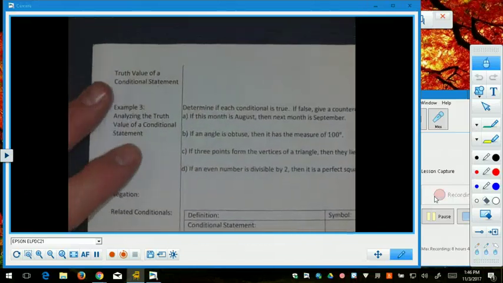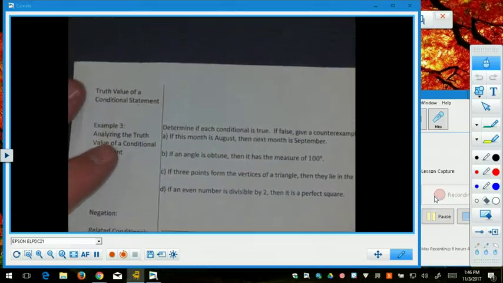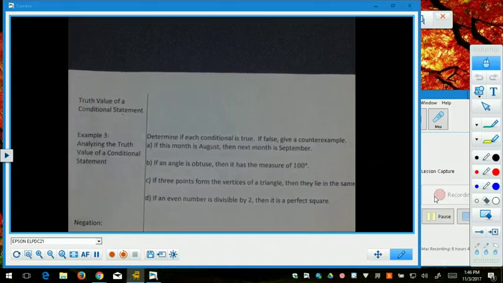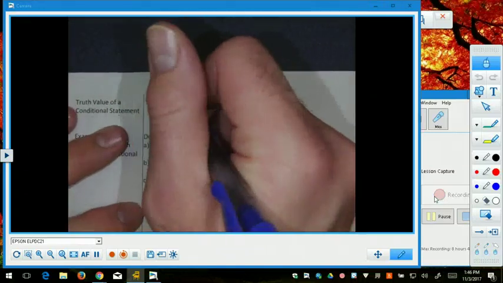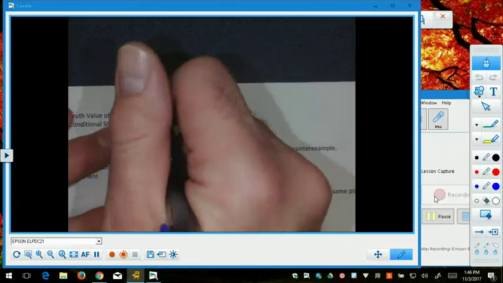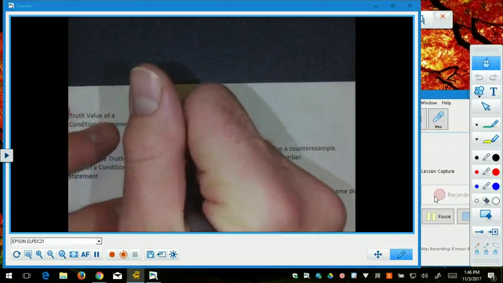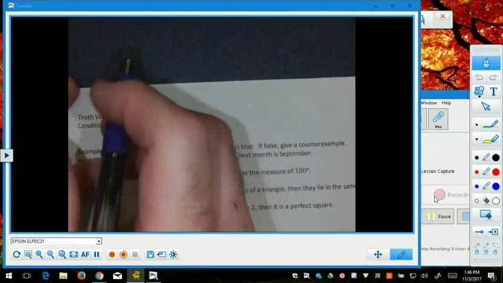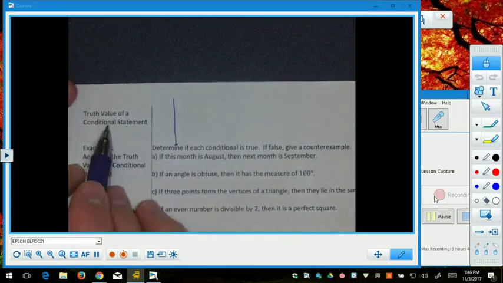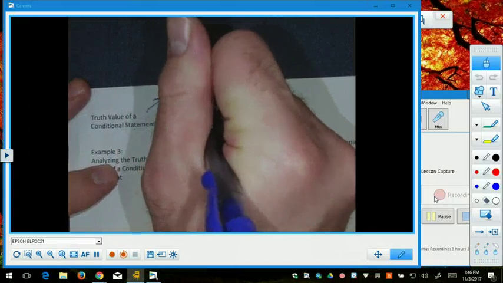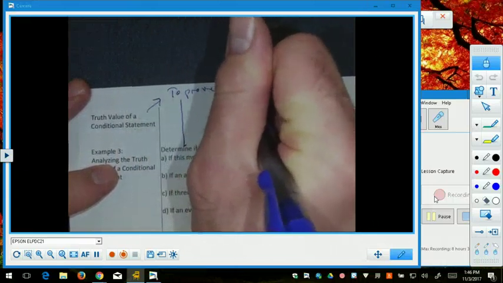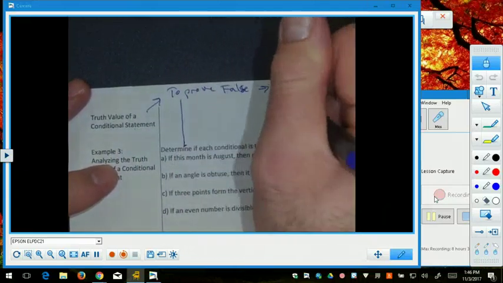The truth value of a conditional statement. We actually have a little table to help us understand this. And the truth value of a conditional statement can be determined as follows. Now, the idea is, again, the only time that we're going to be able to prove something false is, remember, to prove false, you must have a counterexample.